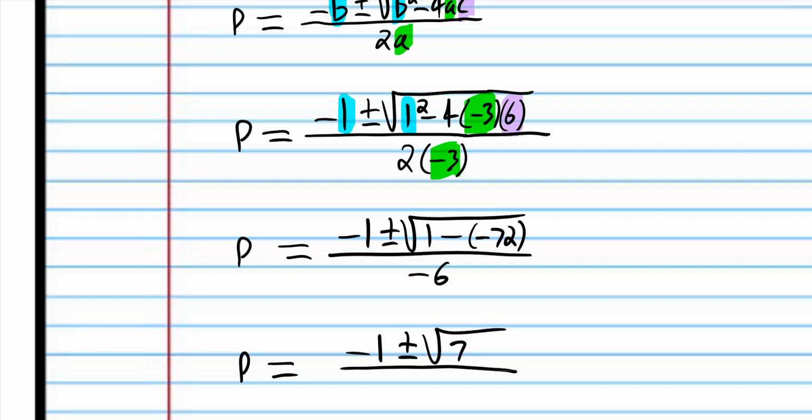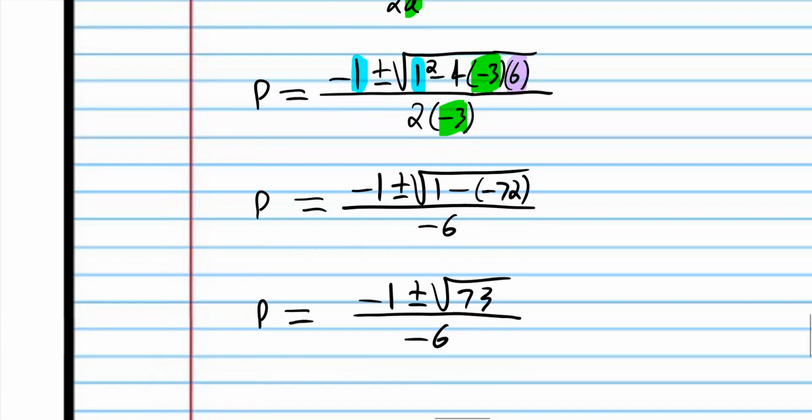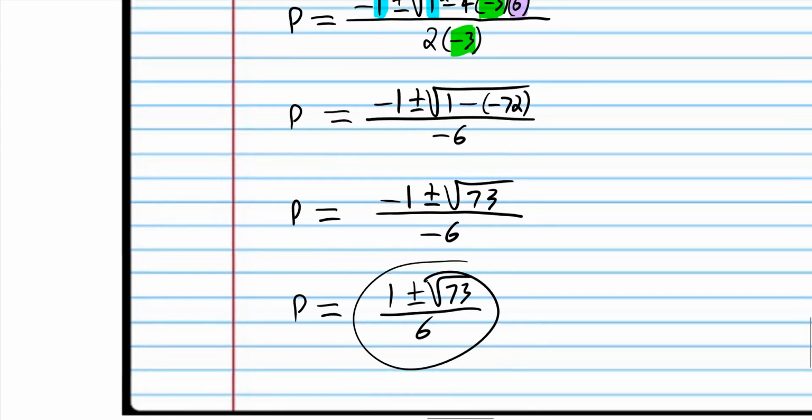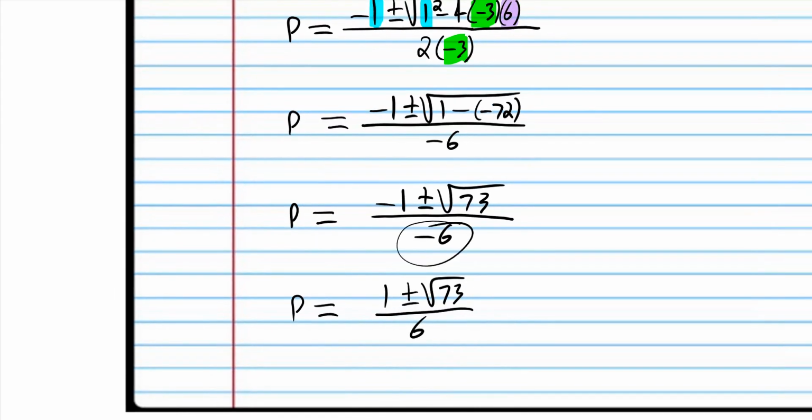So we have root 73 over negative 6. Now, remember, if we multiply both sides of the equation by a negative, we get 1 plus or minus root 73 over 6. So this is a lot simpler to write it that way. If you multiply the denominator by a negative 1, you get 6. If you multiply the numerator by negative 1, you distribute to each of these.